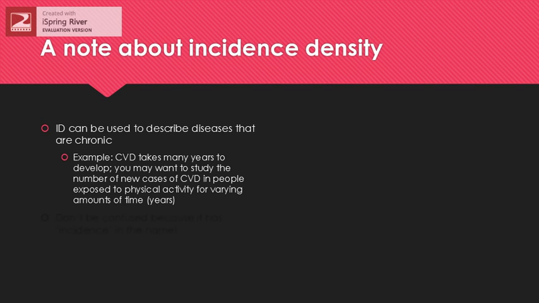The example here, cardiovascular disease, takes a lot of years to develop, but you may want to study how many people develop cardiovascular disease, how many new cases are diagnosed. Say people who've been physically active for 30 years versus 3 years, just as a for instance. In that case, it would be appropriate to calculate incidence density. Just because it has incidence in the name doesn't mean it can never study a chronic disease.